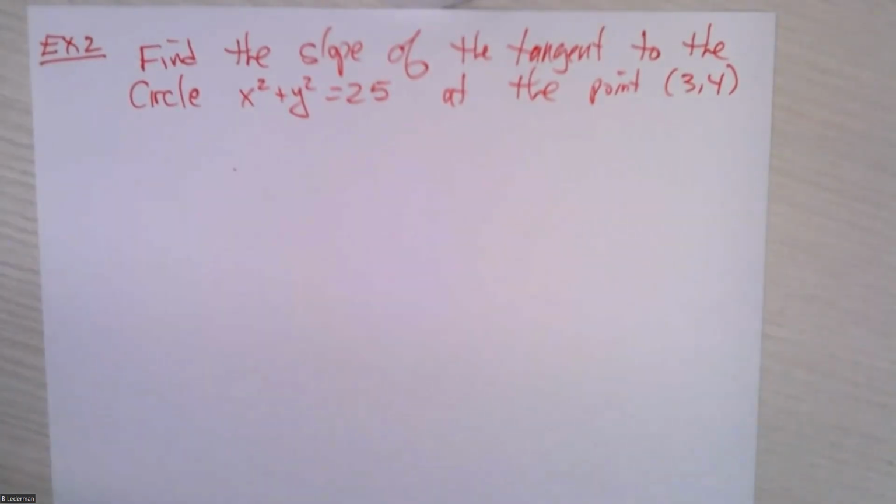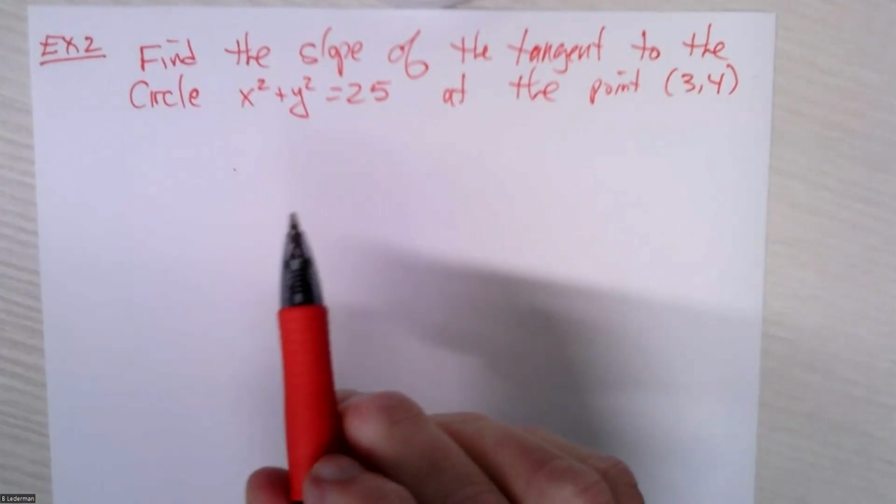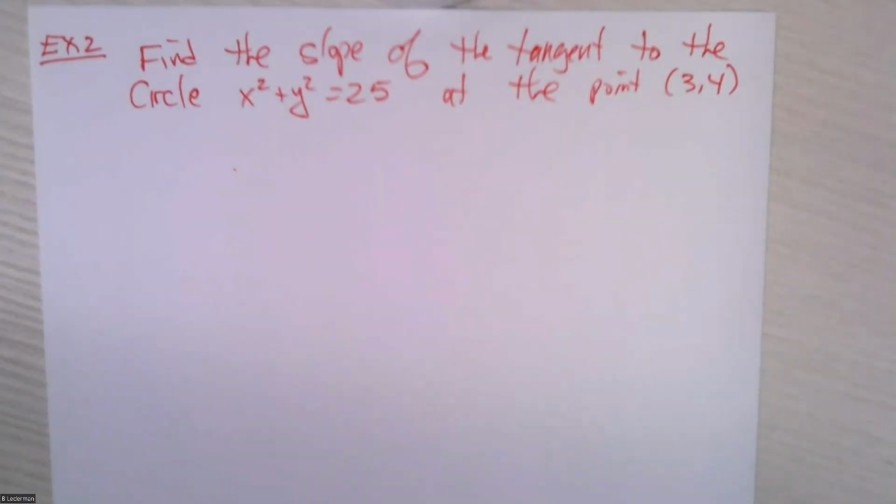Find the slope of the tangent to the circle x squared plus y squared equals 25 at the point (3, 4). Now this is actually something I could do without implicit differentiation. I could solve for y and get a big radical. It'd be a big pain, but I could do it. But instead, we're going to use implicit differentiation and watch how phenomenal.